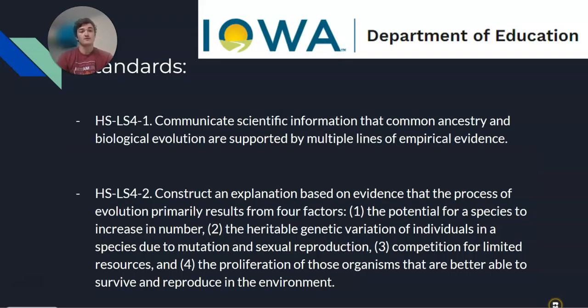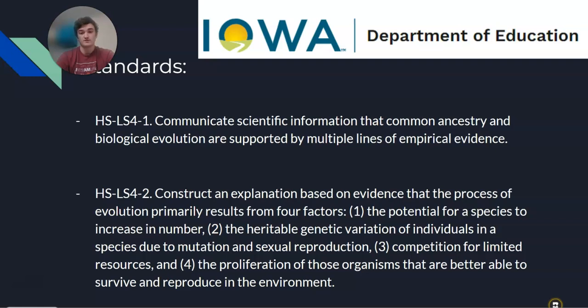Today, the standards we will be assessing come from the Iowa Science Standards, and these standards are HS-LS4-1, which says communicate scientific information that common ancestry and biological evolution are supported by multiple lines of empirical evidence, and HS-LS4-2, which says construct an explanation based on evidence that the process of evolution primarily results from four factors.